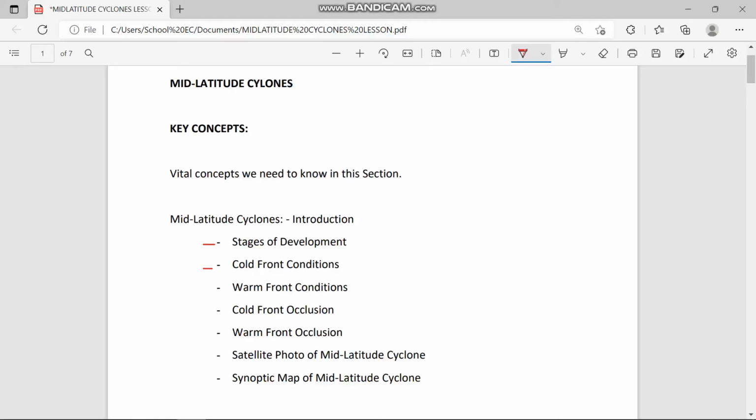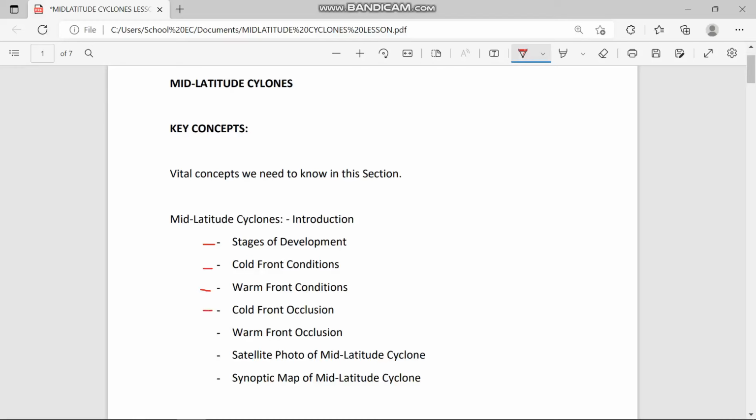We're also going to be discussing cold front conditions. As we know, the mid-latitude cyclone is dominantly with the cold front, with cold weather conditions and so on. The warm front also, you know that we have two fronts for a mid-latitude cyclone, the warm front and the cold front. So we're also going to discuss more about the warm front conditions and so on.